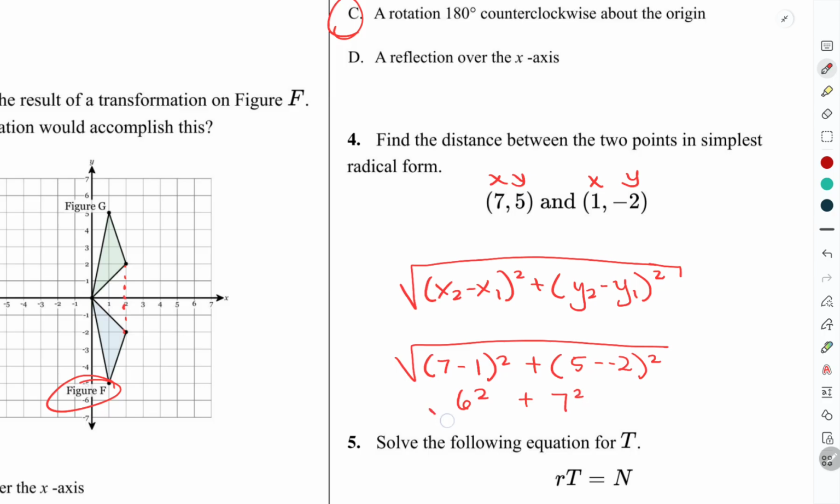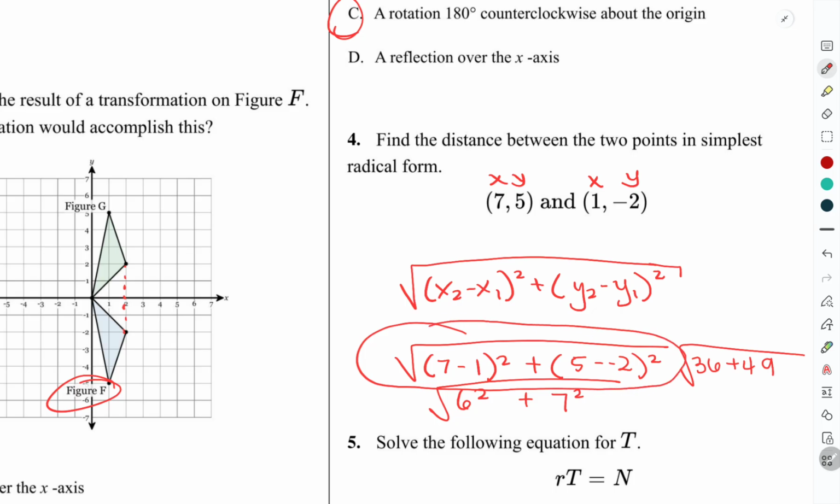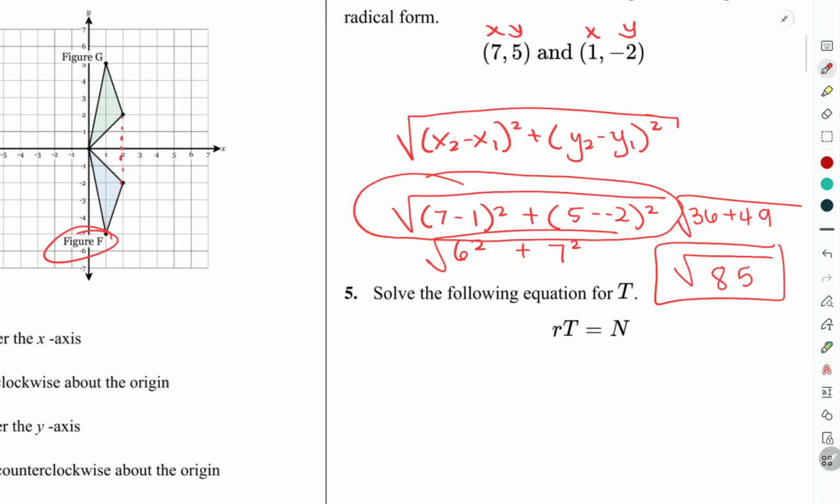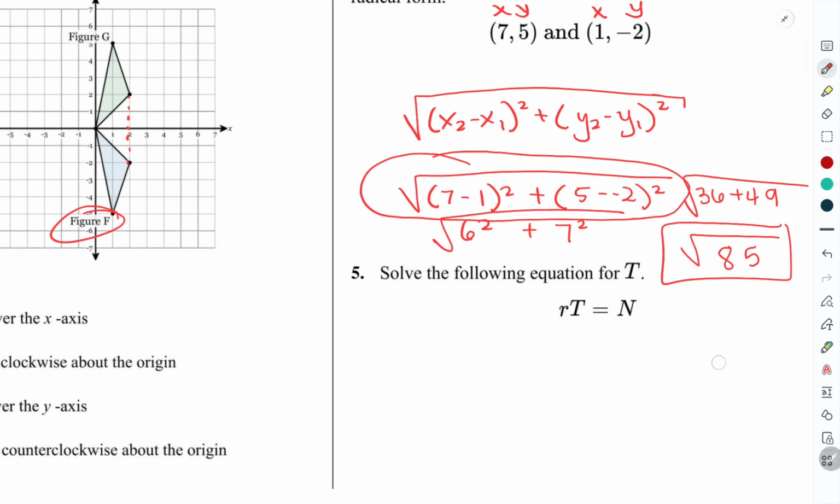Oh my heck, guys. I'm doing it all by hand. You do not have to do it all by hand. Once you do this part, you can plug it in your calculator. I just don't have a calculator on me right now. So square root of 85. Okay, triple check me. Okay, and that's all you got from unit 2.